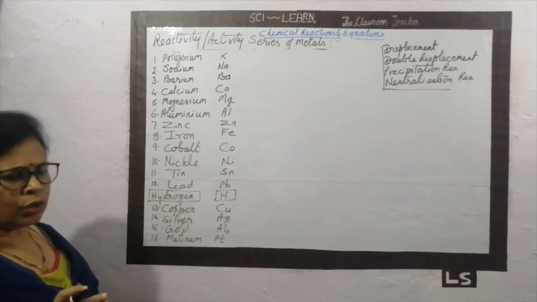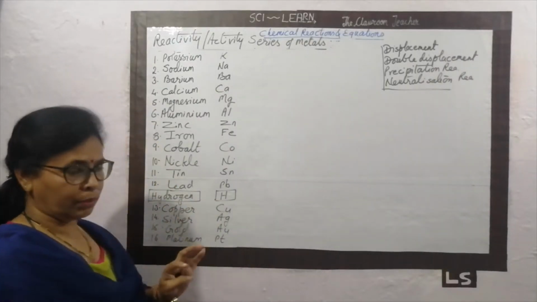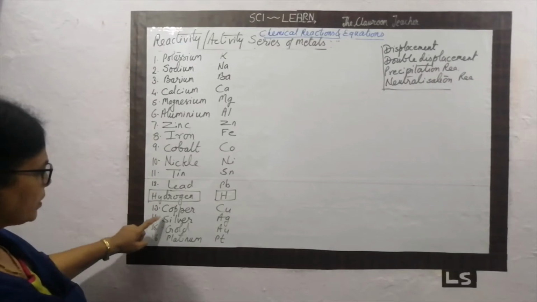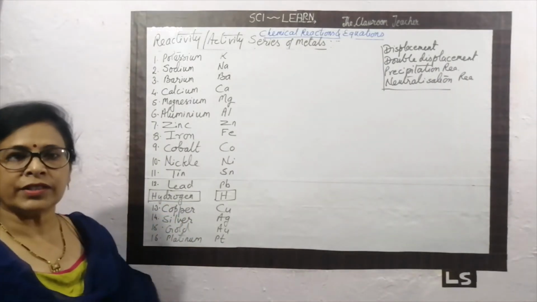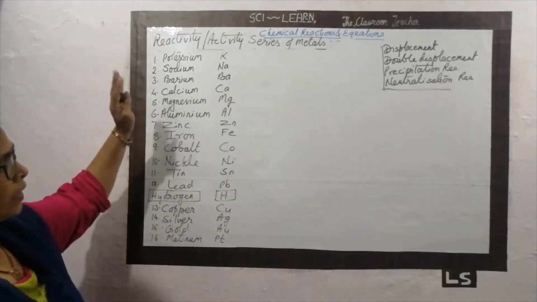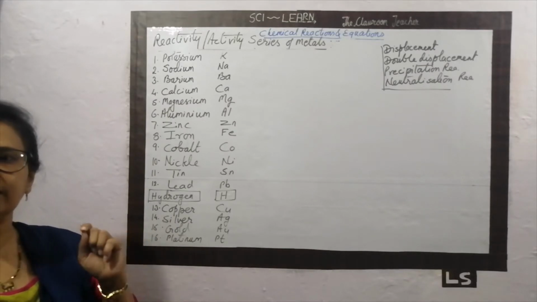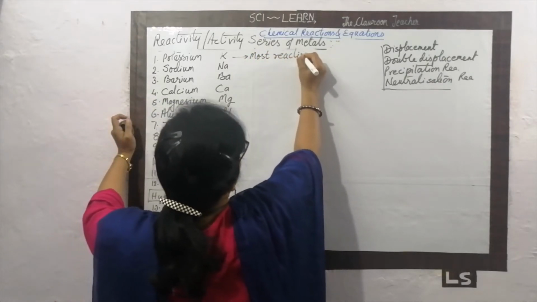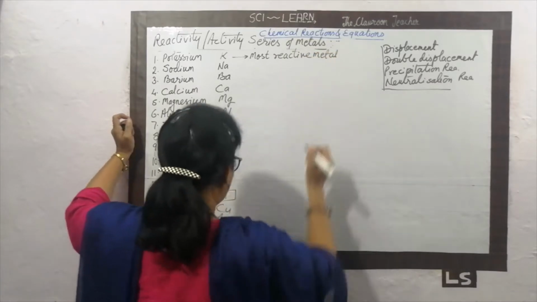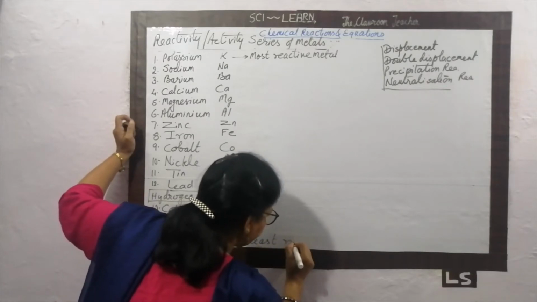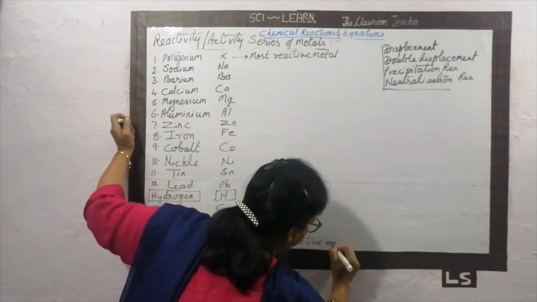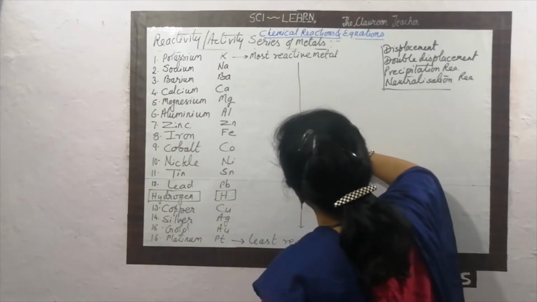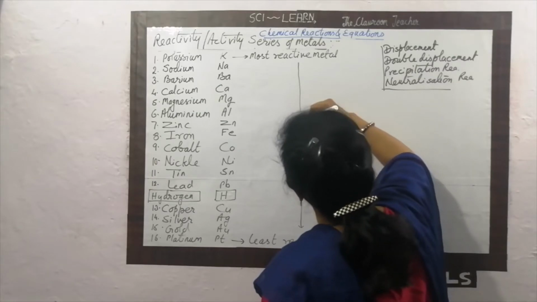For your 10th class, it is not necessary to learn all these names, but you have to remember a few, like potassium, sodium, barium, calcium, magnesium, aluminium, zinc, iron, lead, then copper, silver. These are the metals often used in various equations. As I told you, this is a reactivity series of metals of decreasing reactivity. It means this is the most reactive metal, and this is the least reactive metal. This sequence is the decreasing reactivity.